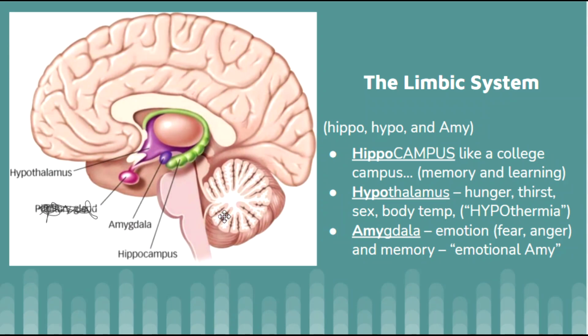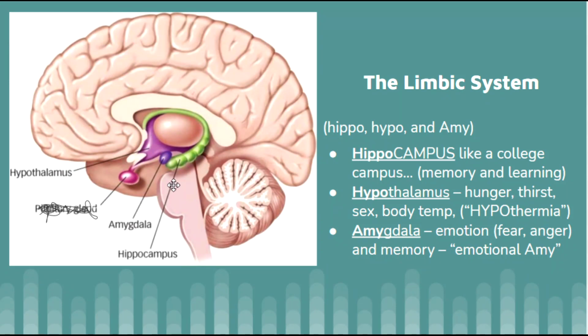Hypothalamus is right here, and that regulates bodily functions like hunger, thirst, sexual desire, body temperature, and the word hypo can help you remember that because it's hypothermia, right?